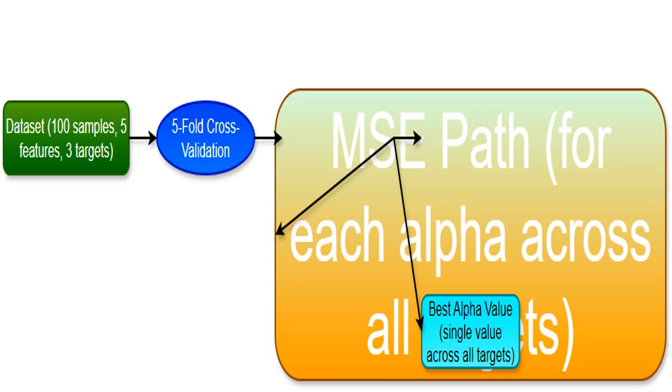After trying multiple values, ALPHAS, I select a single best value for regularization strength, which helps to improve the overall model performance across all the target variables. I don't choose a separate value for each target because I'm treating them as related.